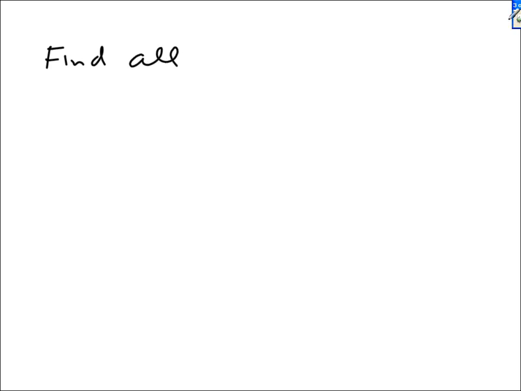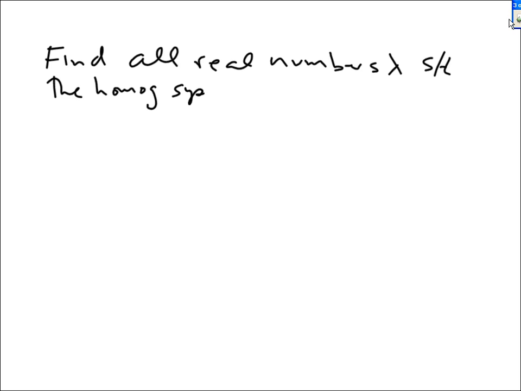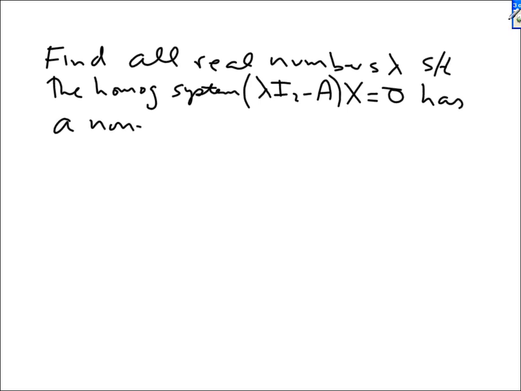Find all real numbers lambda such that the homogeneous system lambda times I2 minus A times x equals the zero vector has a non-trivial solution for A equal to 2, 7, 3, 1.